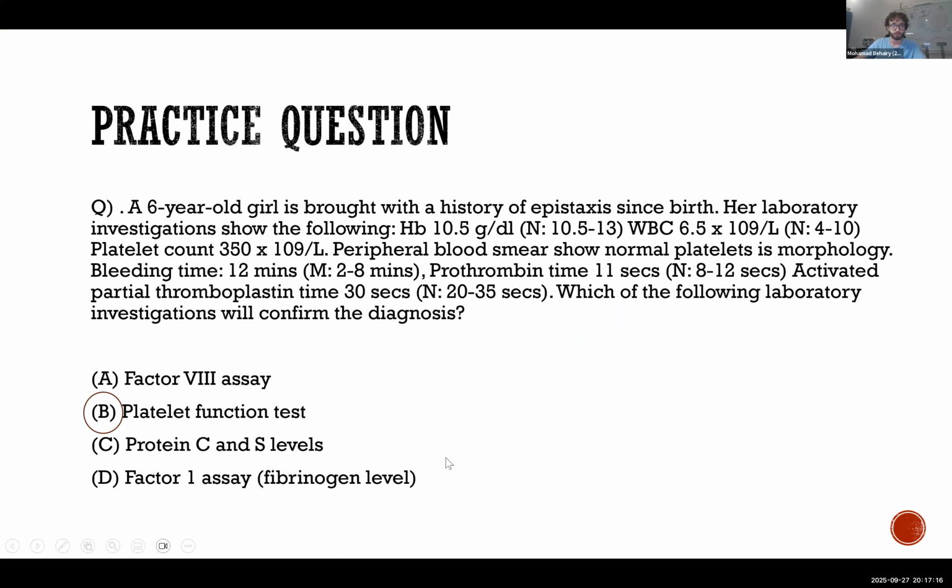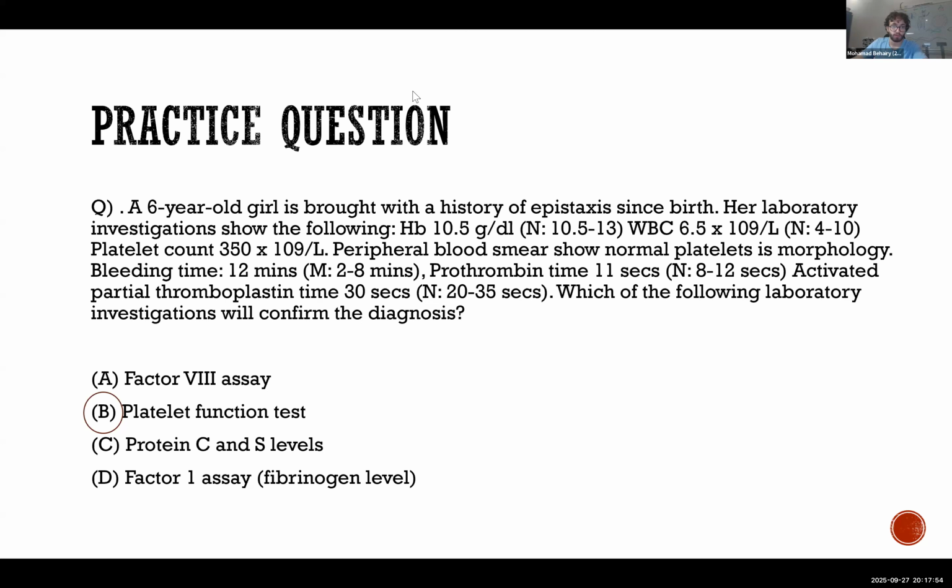Okay, I'll go back. D is factor 1 SA. It measures fibrinogen. We said that we have platelets and then we have fibrinogen. Right now we want to focus on the platelets, because platelets are what stop the bleeding at first. We said the bleeding time is about platelets. Fibrinogen is later in the coagulation process. Protein S and protein C, we will talk about them, but they are basically anticoagulants. They are things that stop coagulation, but they are not very high yield.